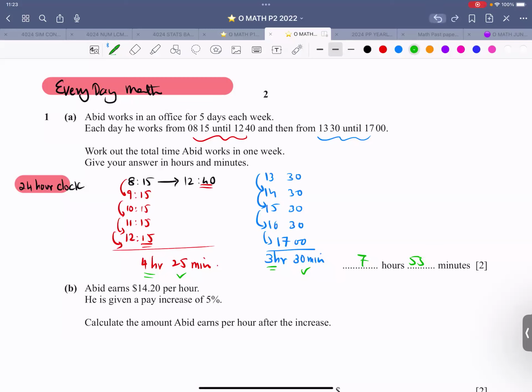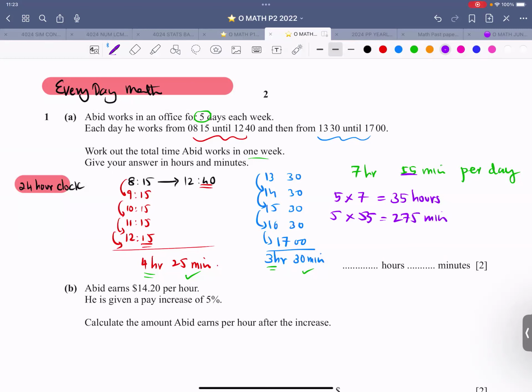Now wait a minute. This is per day, so this is 7 hours and 55 minutes per day. Is it asking per day? Is it asking in 1 week? A week consists of 5 days. So now let's multiply 5 into 7. That is 35 hours. And 5 into 55, that is 250 plus 25, 275 minutes.